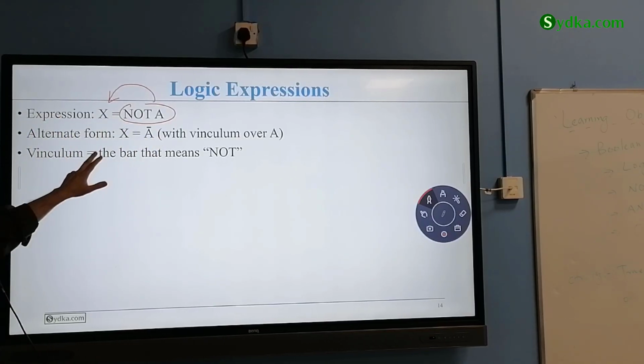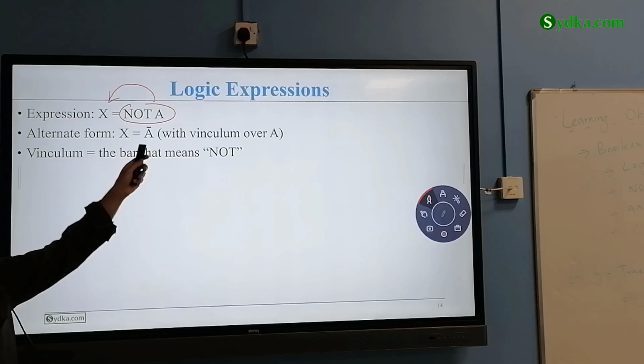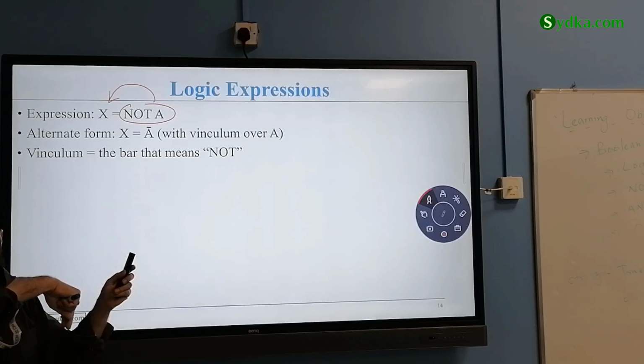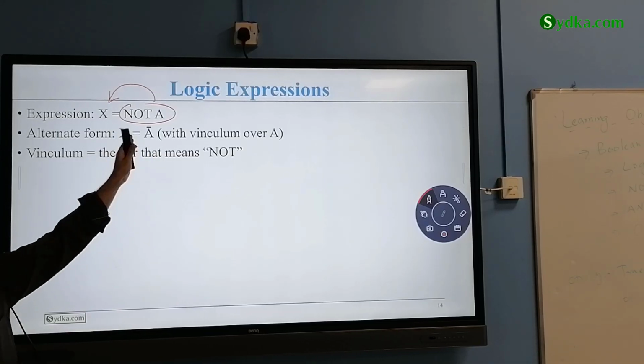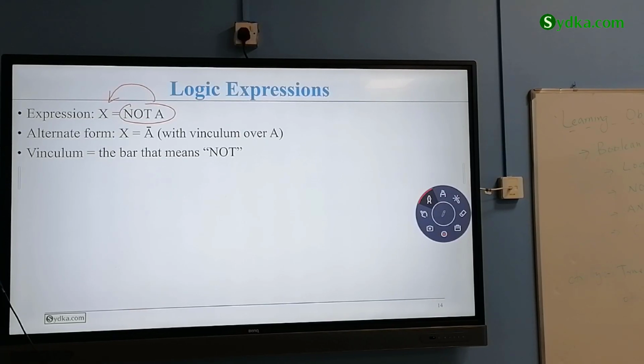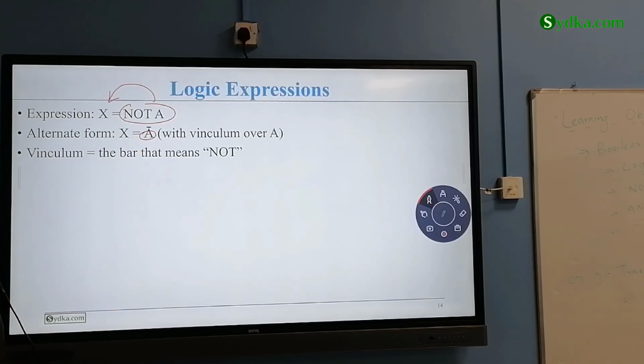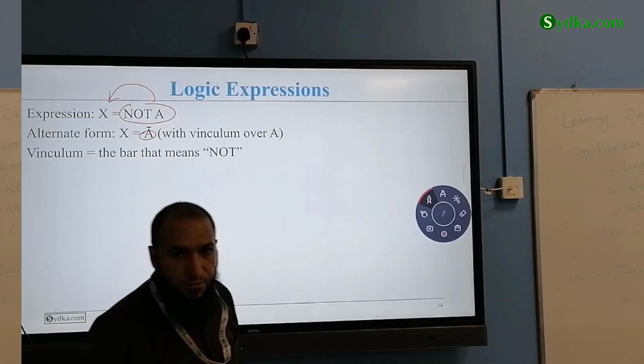The second alternative is X is equal to A bar, also called the vinculum, the top bar, which means whatever the value of A is, invert it and assign it to X. This is what it means. Whenever you see the top bar, we will see it in other tables and expressions as well, that means get the value inside and invert it. I'll show you an example, then that will make it clear.